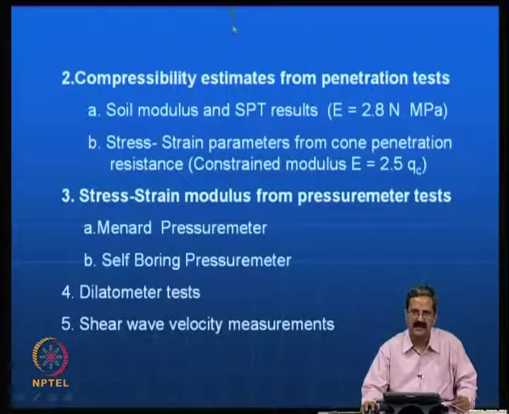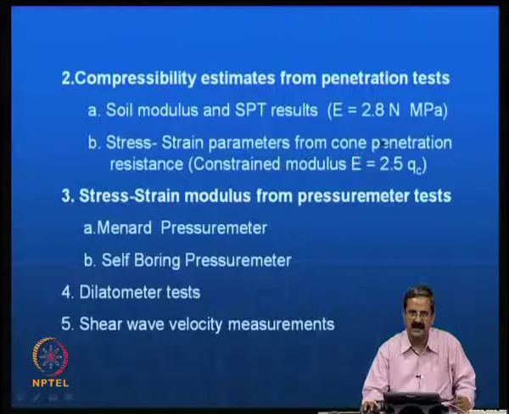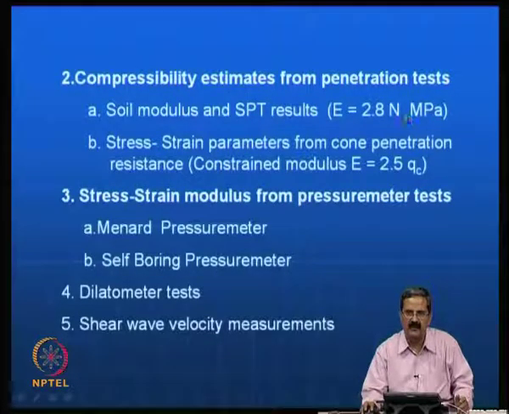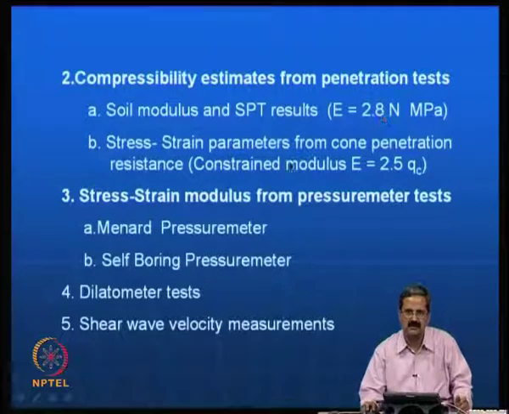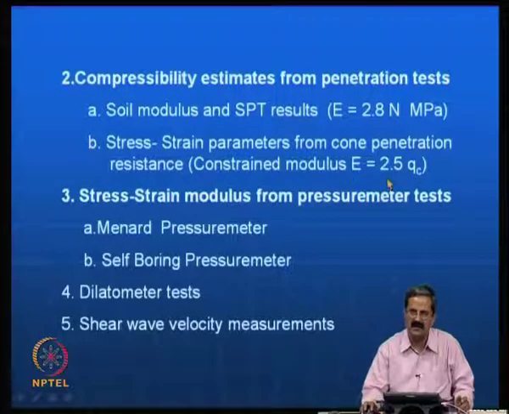Suppose you have an SPT test, you can say that the Young's modulus is related to the SPT value in this form: E equal to 2.8 N MPa. It is a simple expression, and an SPT of 10 will give you about 28 MPa, which is somewhat poor, but if you have a value of 30 it is quite good. Again, stress strain parameters from the cone penetration test are another example. Constraint modulus is another value that one can get.